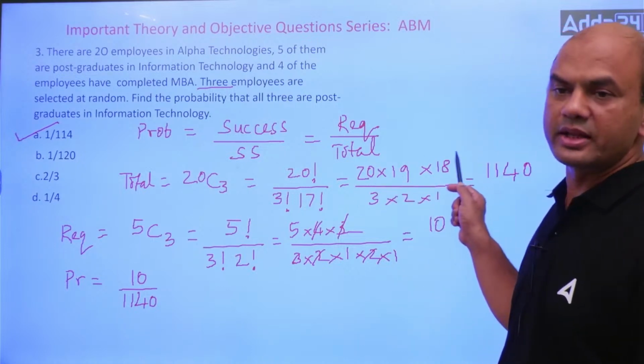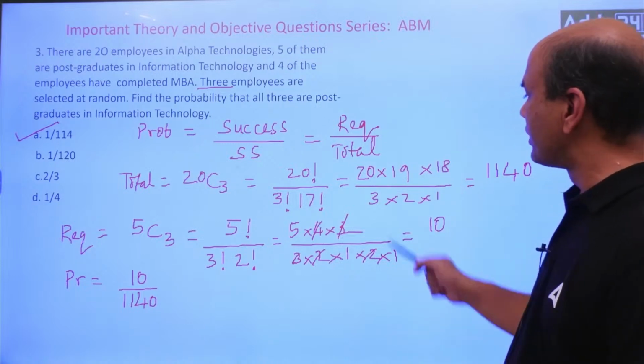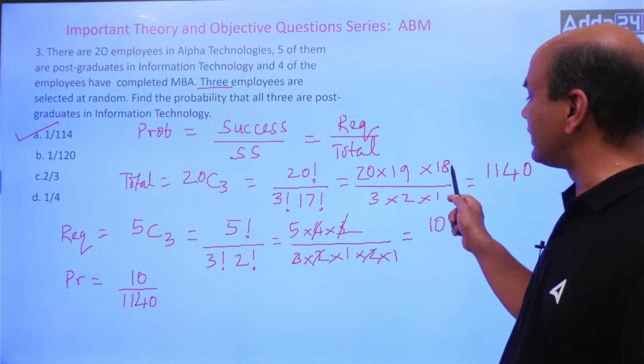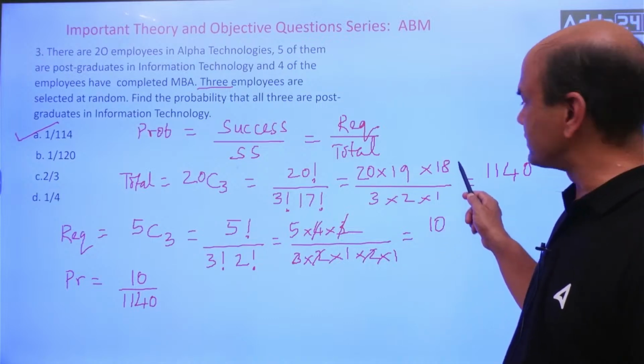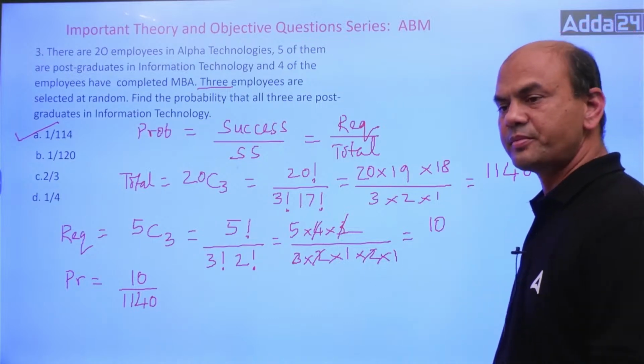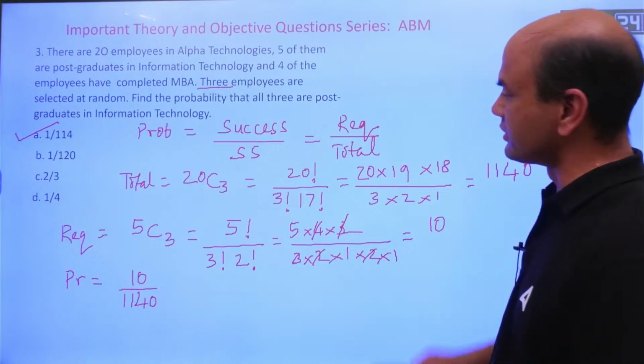Find the answer. Are you getting it? 1140, which is 20 into 19 into 3, because 3 sixes are 18, so 3 will be over here. So you'll get it as 1140.